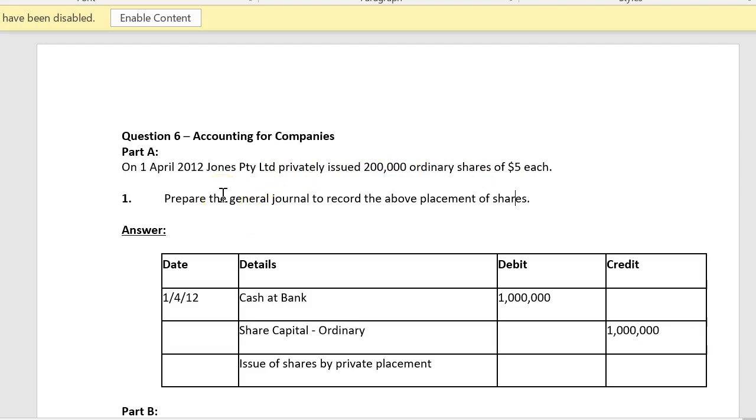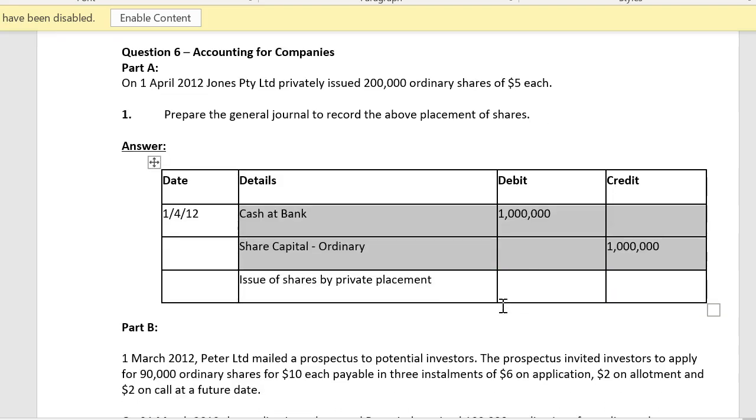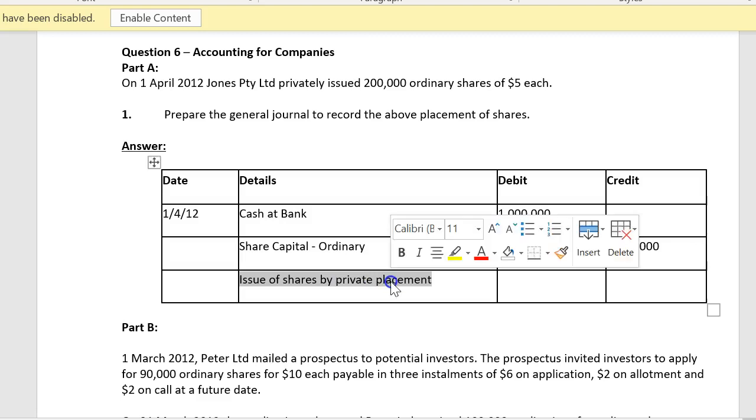Now, this is a private placement, which means you need to debit cash at bank, credit ordinary share capital for $1 million. You debit cash at bank, credit share capital, ordinary share capital, $1 million. That's what you have. Make sure to write a narration to record proceeds from a private placement of shares.